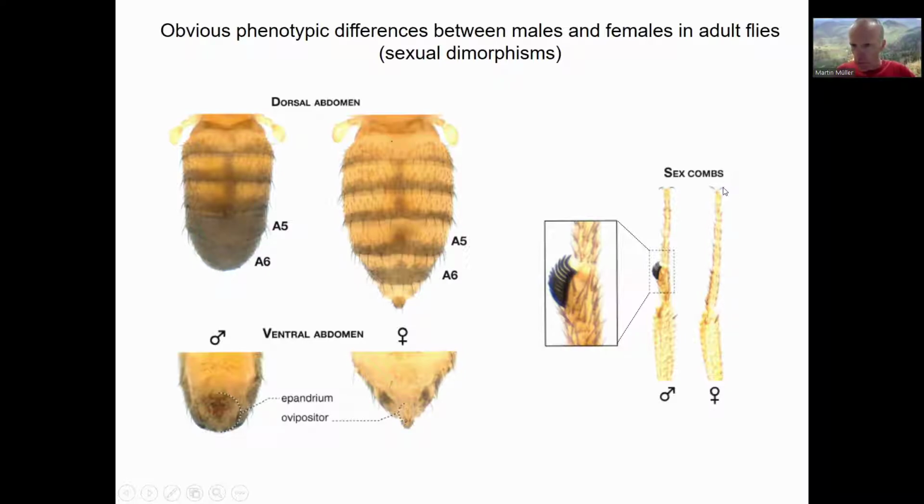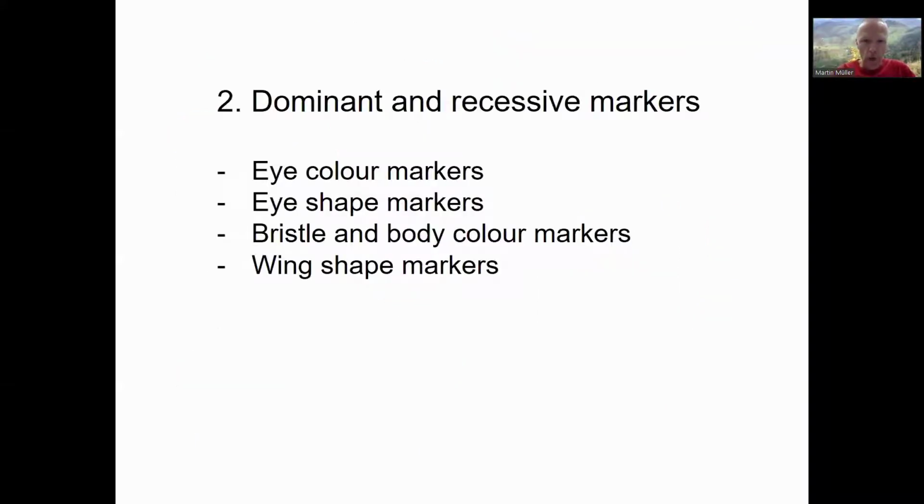So this is the tip of the leg. Here, there are the 5 tarsal segments, and the sex comb is on the 5th tarsal segment of the first pair of legs. So much to distinguish between males and females. That is, of course, essential if you want to do genetics. To set up crosses, you should be able to distinguish males and females.